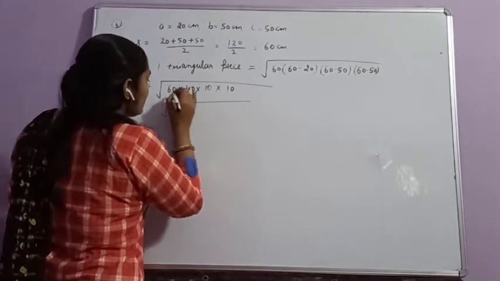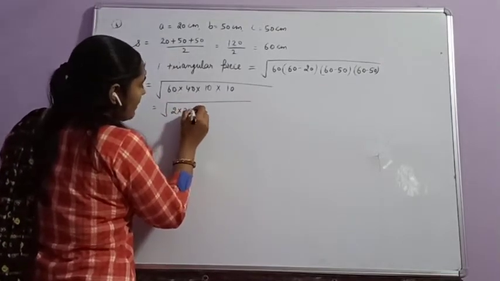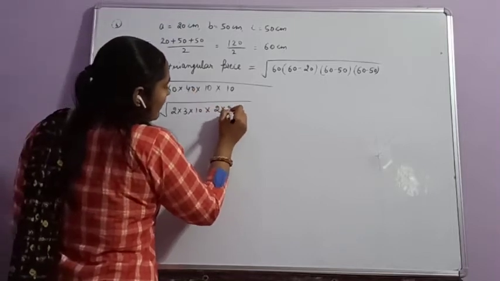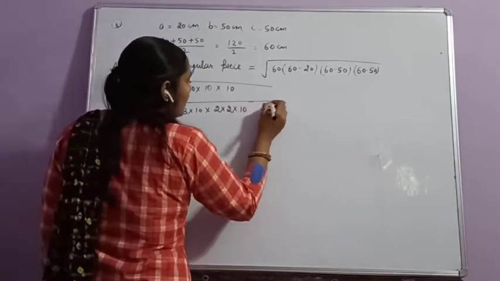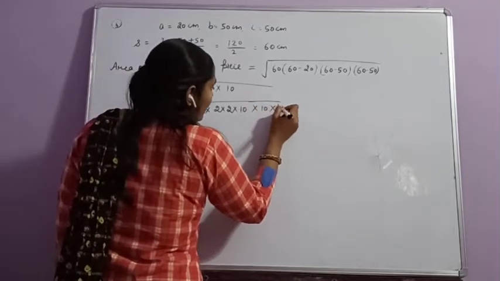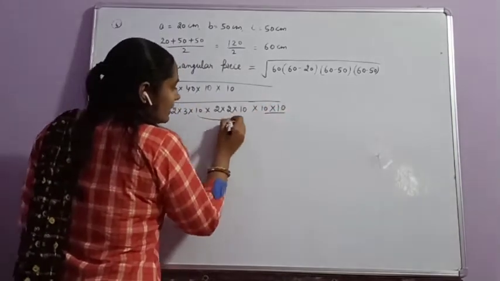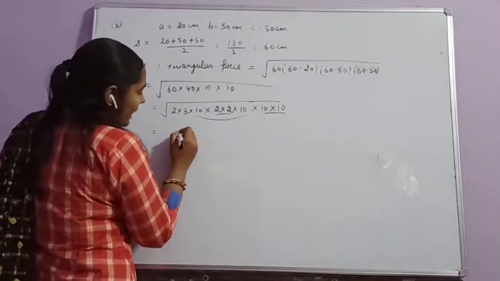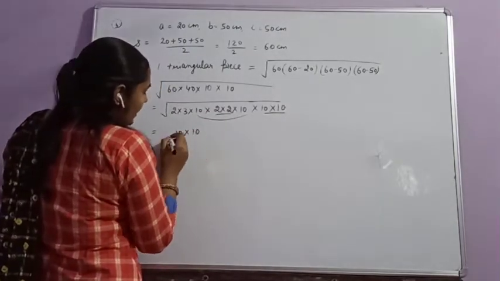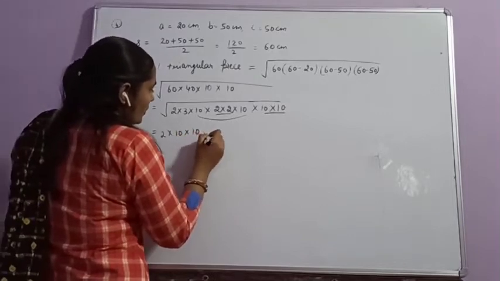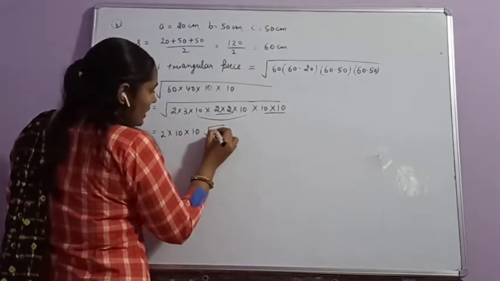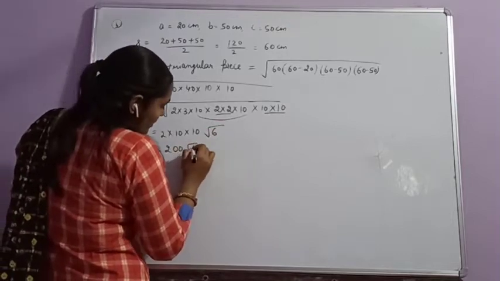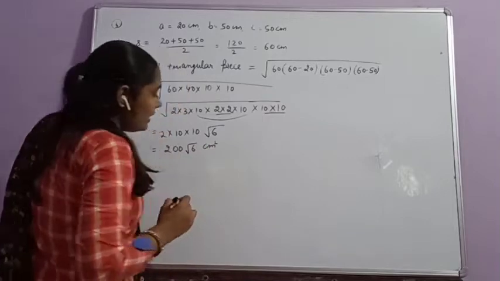Simplifying, 60 can be written as 2 multiply with 3 multiply with 10. Similarly, 40 can be written as 2 multiply with 2 multiply with 10, multiply with 10 multiply with 10. 2 pairs of 10 are formed, 1 pair of 2 is formed. That is equal to 10 into 10 into 2, square root of 3 2s are 6. That is equal to 200 root 6 square centimeter.